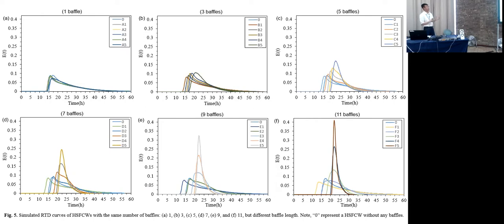And so what we can get from here is the 2 parameters here, baffle length and the number of baffles, they all have to reach a certain amount. Then we can get a good hydraulic performance. I mean, if one parameter is small and we increase another parameter, it will not significantly change the RTD curves.